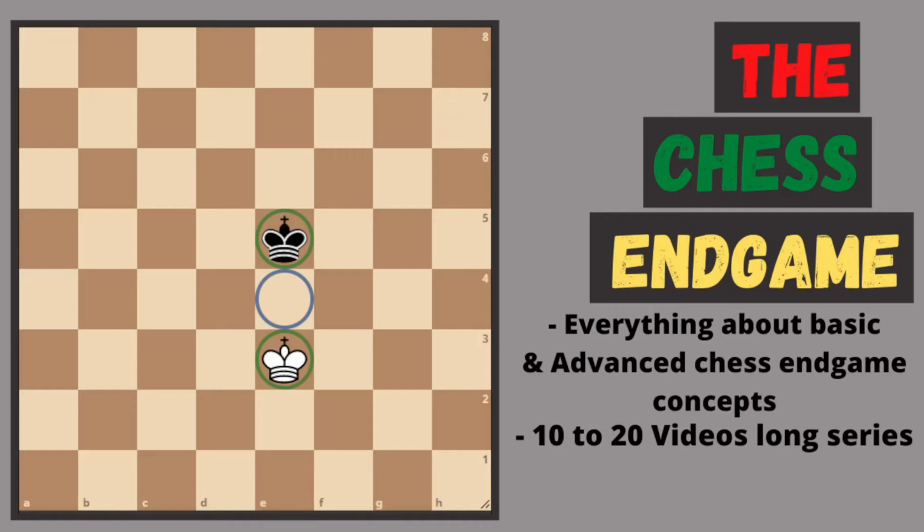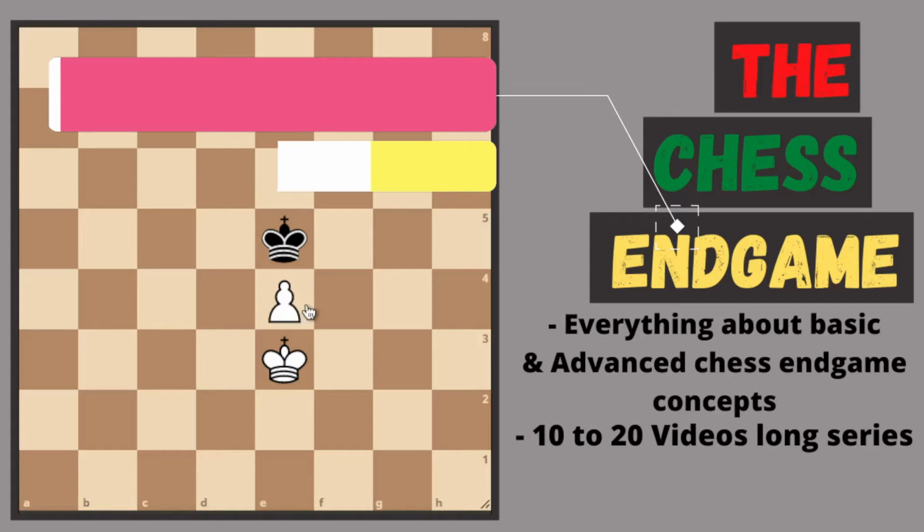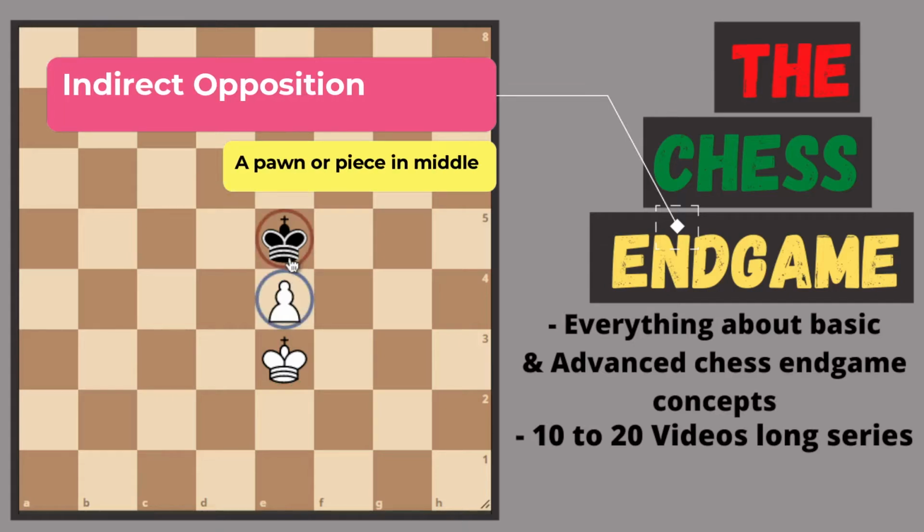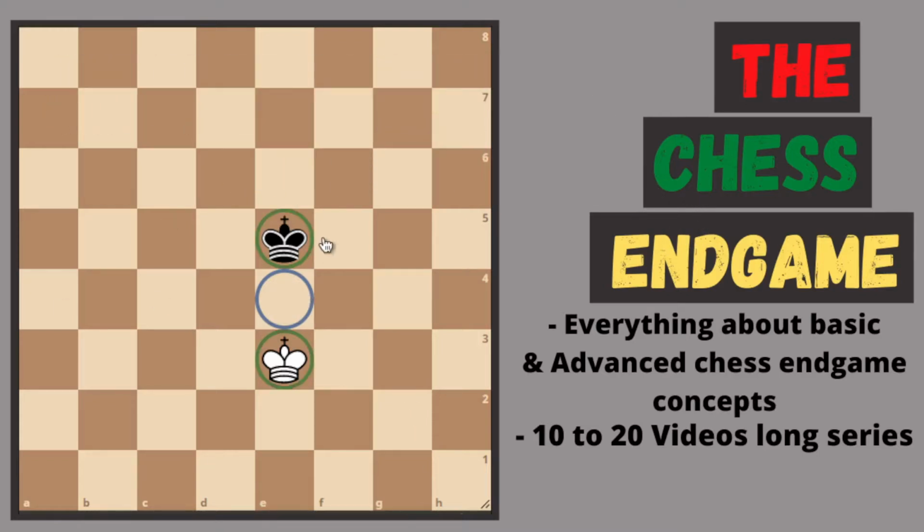We'll start with direct opposition. Direct opposition occurs when there is nothing in between your kings. For example, like this. This is an indirect opposition because the pawn is between the two kings, but the kings are still opposing each other. And direct opposition happens in such scenarios where there is nothing to blockade the kings and the kings are opposing each other. So yeah, these are the 4 types of opposition.